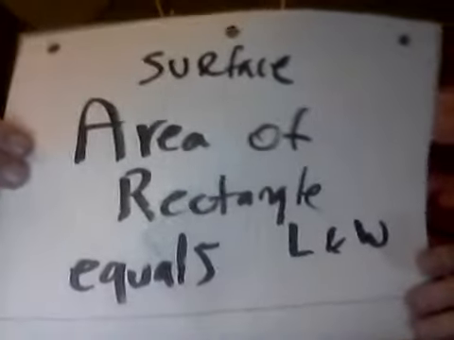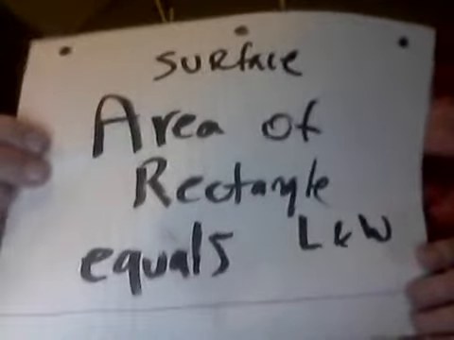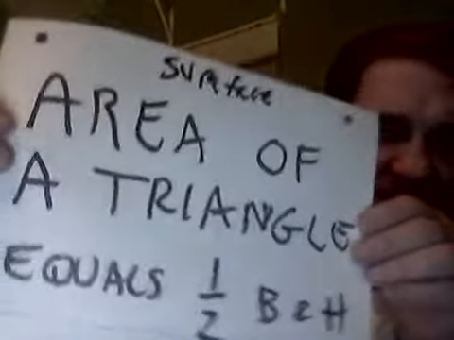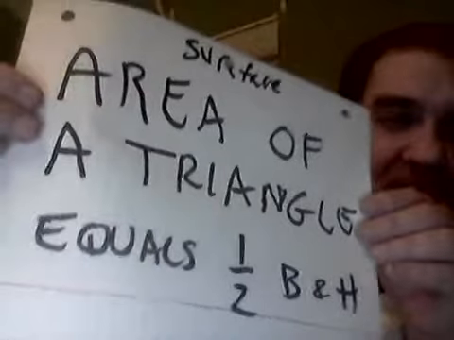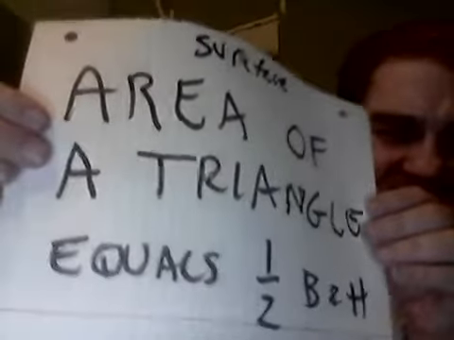Anyway, now you got to find the surface area of a rectangle. Oh, that's easy. That's so easy it's going to make me fall asleep. No, I'm just kidding. I just thought I'd say that to see if you're listening. Okay, surface area of a rectangle equals length times width. Now the surface area of a triangle, just to make it more exciting, is equal to 1/2 base times height. Okay?